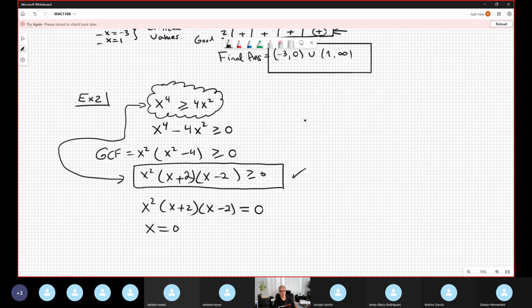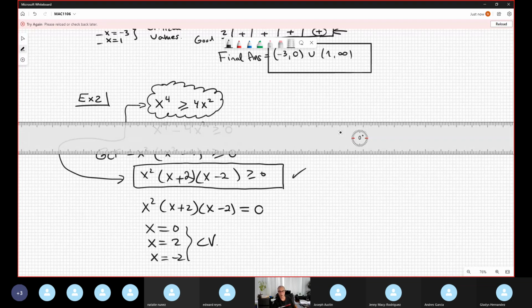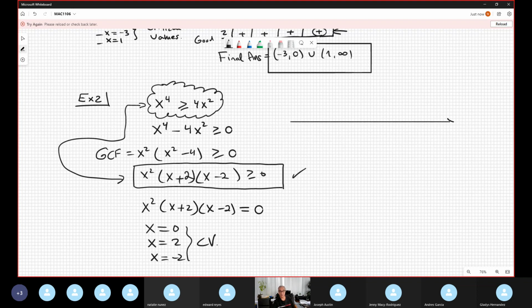is 0. The solutions are 2 and negative 2. And these are my critical values. They help me to create the partitions on our famous real number line. And this is the graphic part I need to see in the solution of the test. Negative infinity, infinity.